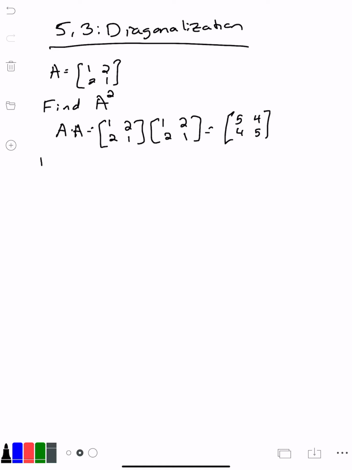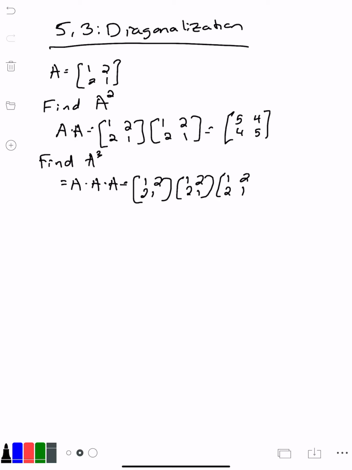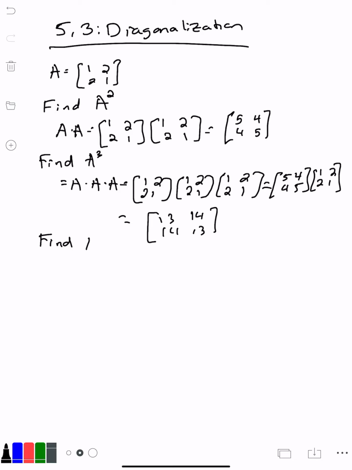And what if I asked you instead to find A cubed? Well, that's A times A times A. And you could work this out. We already know that two of them multiplied gives you [5, 4; 4, 5]. And if we finish that, then, let's see, 5 plus 8 is 13. 14, 14, 13.